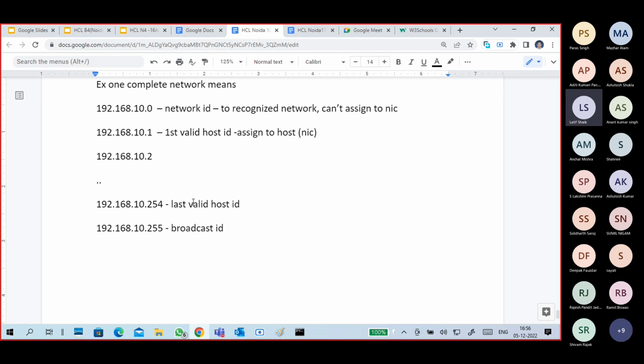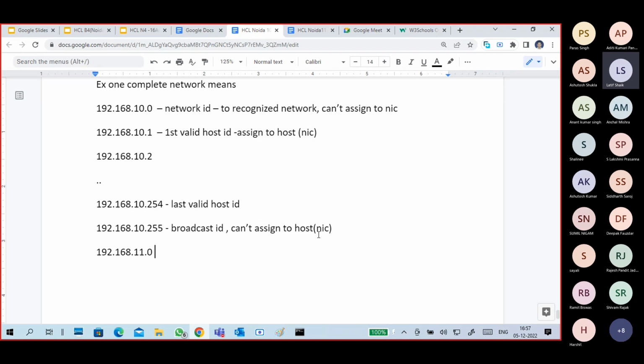So it is a broadcast ID. This also cannot be assigned to a host, meaning the NIC, to a machine. Host means computer, device, anything. So this is one network. What is the next IP address? The next one.